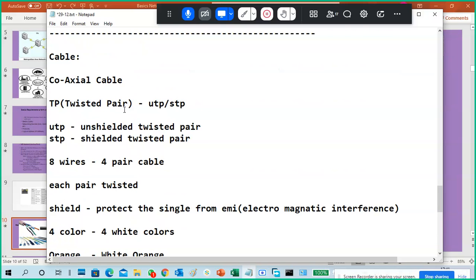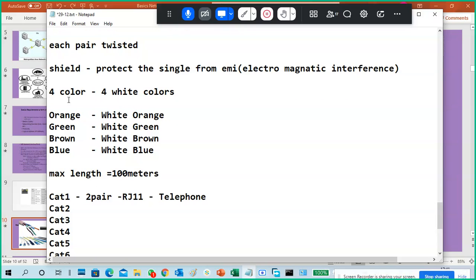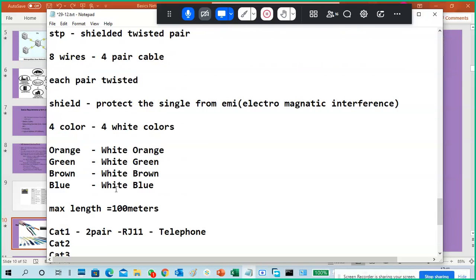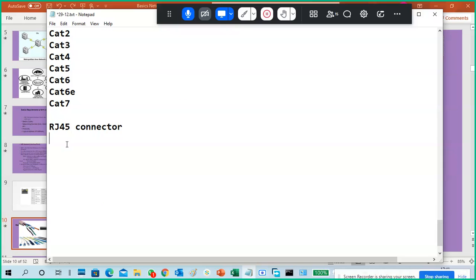About twisted pair, what I said: UTP, STP, shielded twisted pair cable, unshielded twisted pair cable. Generally 8 wires, 4 pair cable, and there are 4 colors and 4 white colors. Totally 8 wires are there, and we use an RJ45 connector. Okay, here we use an RJ45 connector. Next, which cable is it?